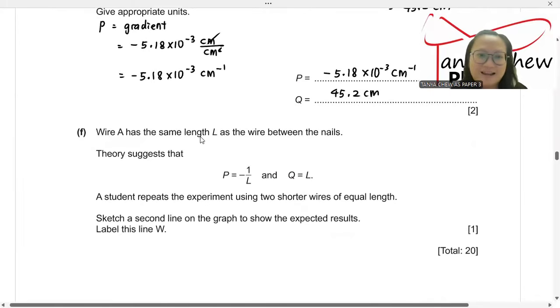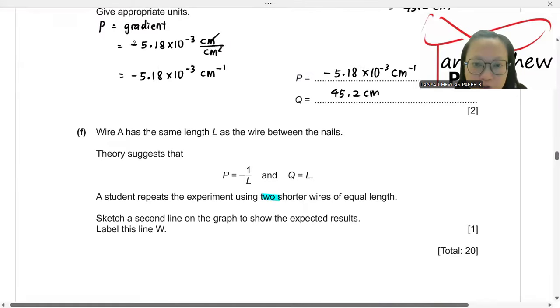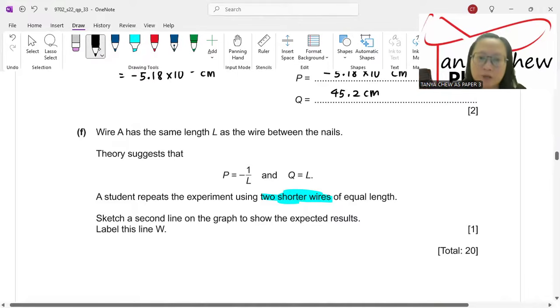Done. Now F: a wire A has the same length L as the wire between the nails. Theory suggested that P is equal to negative 1 over L and Q is equal to L. A student repeats the experiment using two shorter wires of equal length. Okay, this is a key phrase here: using two shorter wires, but of equal length. So if the wire is shorter, what happens to L?